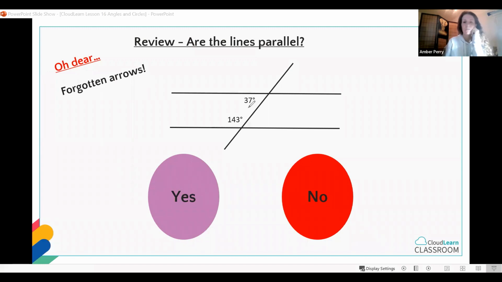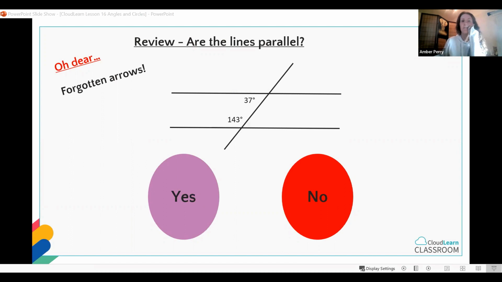So I'm hoping you can remember the rules from last time. And bonus points if you can put in the chat the name of the parallel line rule that you would need to use for this one. Those bonus points are just extra smiles from me, okay? Are these lines parallel? So yes or no. And I've given you a little poll.